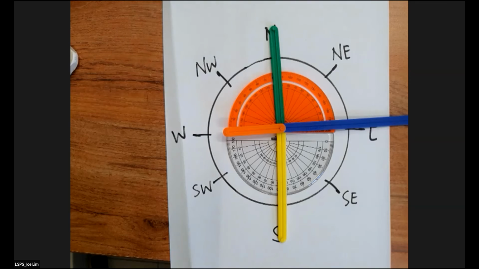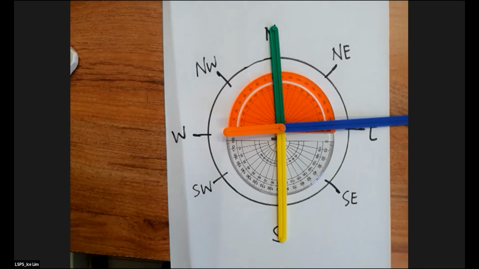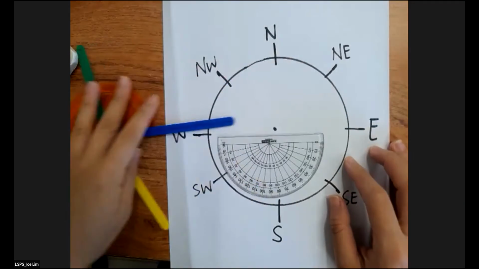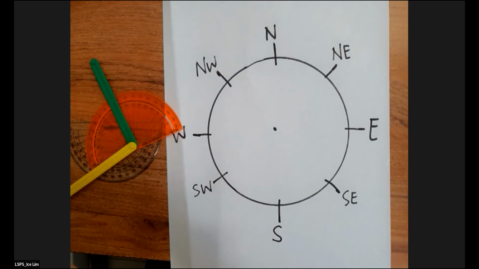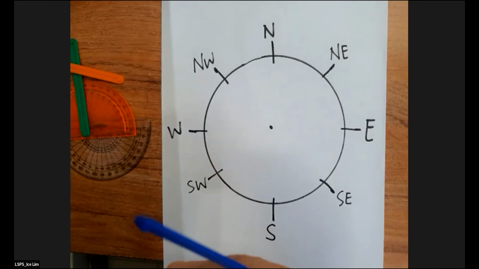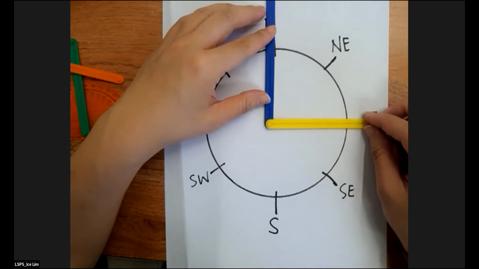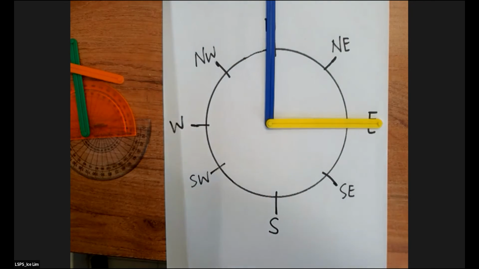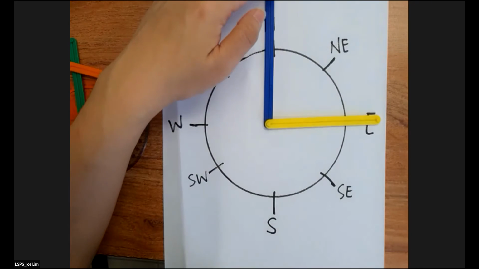Some of you are a little confused about what I'm talking about. What I mean by finding some angles between the compass directions is, if I were to say, what is the angle between north and east? Between north and east, clockwise.